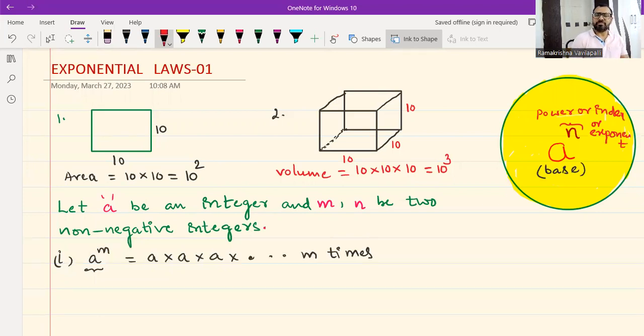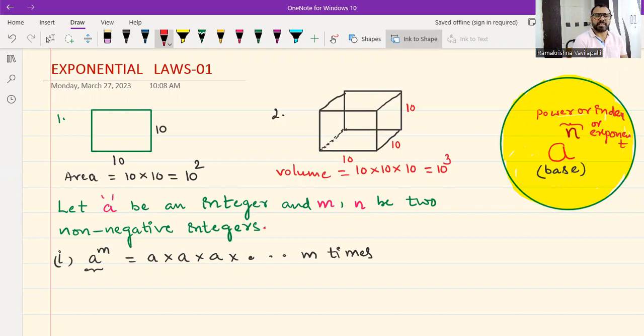So a to the power of n, we say that a is the base of this expression and that n is called a power or index or an exponent. Either power, index or exponent. So here we have two things. One is the base and another one is an exponent. And we read a power n as a raised to the power n or a to the power of n or simply a power n.